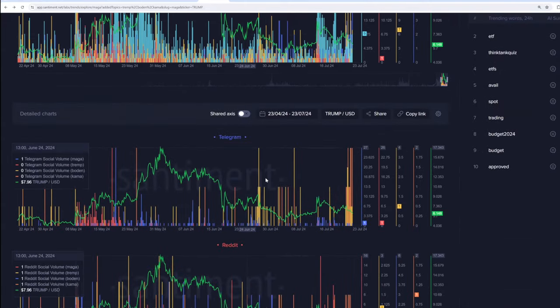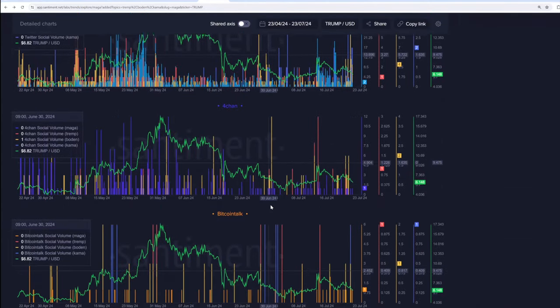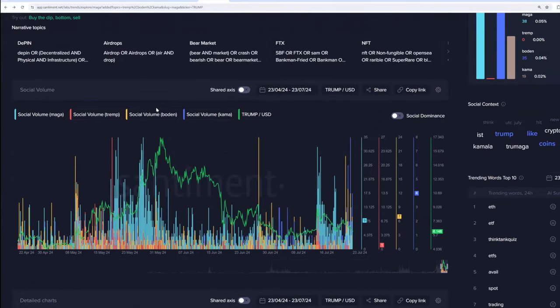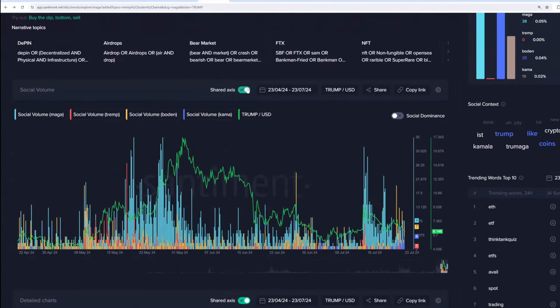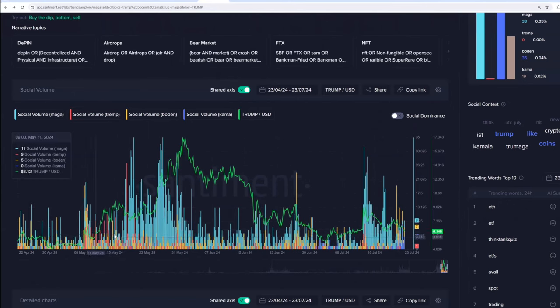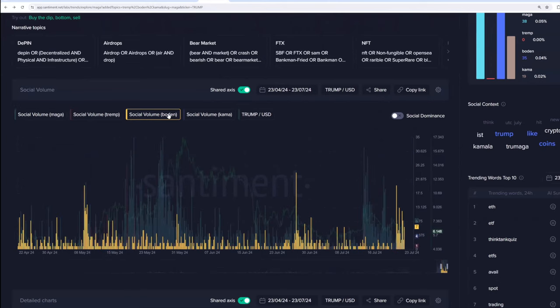We're tracking Telegram, Reddit, Twitter slash X, 4chan, and Bitcoin Talk. And then we can basically see all of them on the same page. We could even do shared axis like this. So they're all basically using the same y-axis, and you can directly compare which one's getting the most talk. You can see Trump was getting a lot more attention a couple months ago in early to mid-May. Boden kind of got a little bit of extra attention in just the past few days, of course, with Biden's resignation as the Democratic candidate.